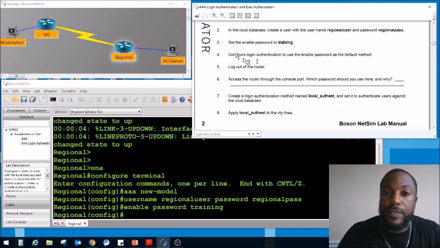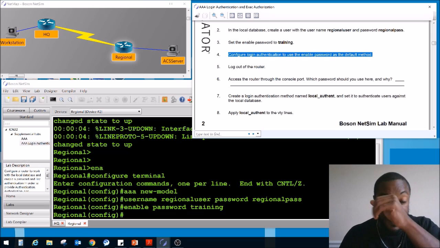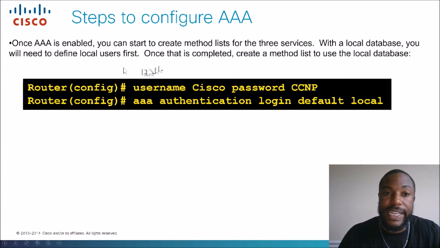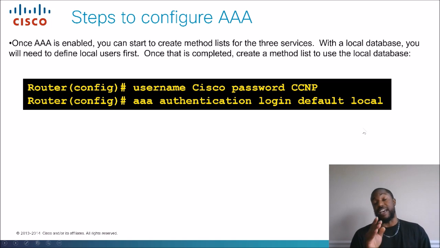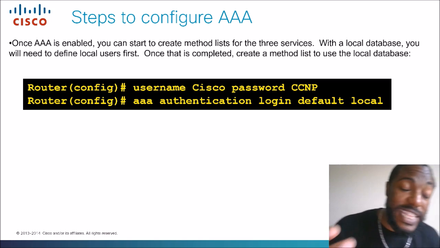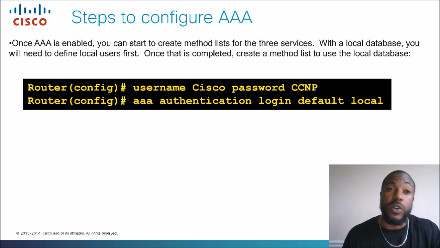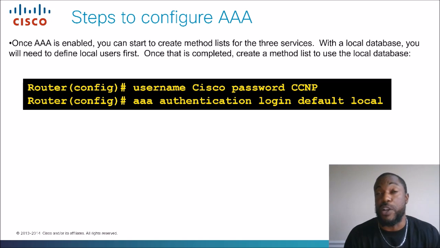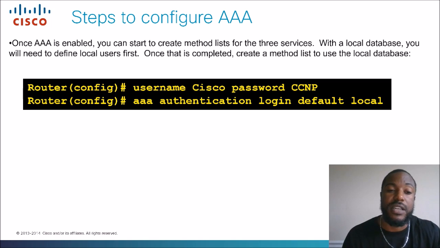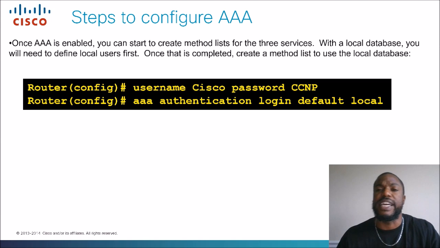Step 4, configure login authentication to use the enable password as the default method. How do we do that? Once this is completed, the username and password, create a method list to use a local database. So we're going to say aaa authentication login default local. Now this is not very straightforward, right? So what I like to do is question mark through these once they ask me to perform a specific step. And I believe you're allowed to question mark on the exam as well, but I don't think there's any AAA sims or anything like that on the exam.